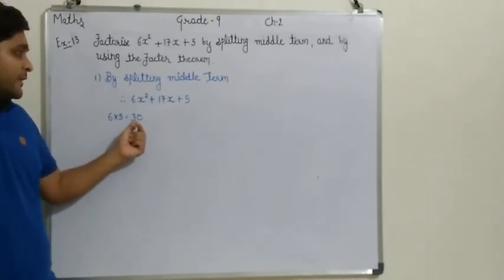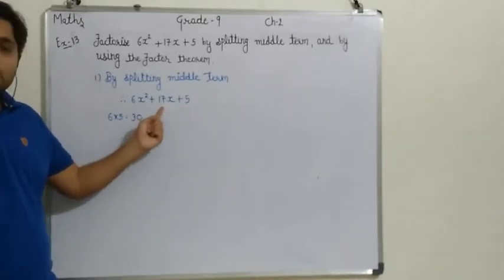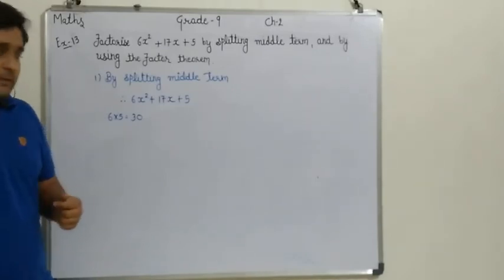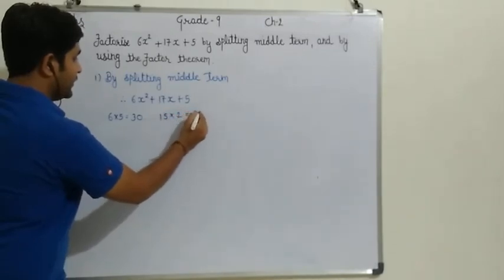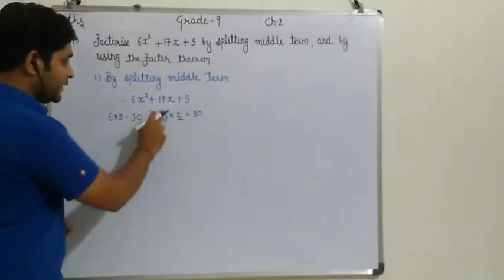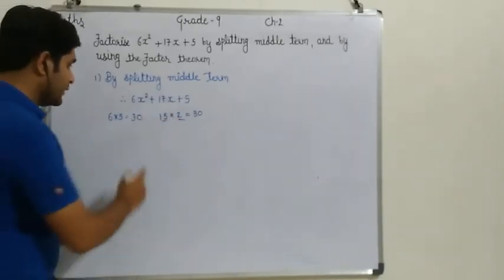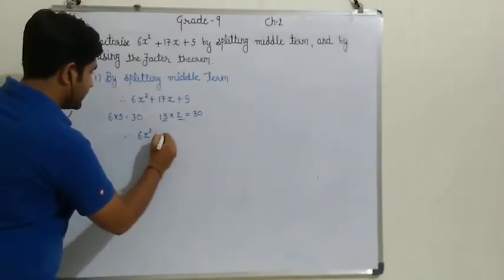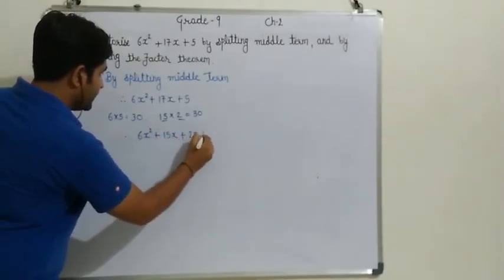Another factorization is 6 fives are 30. So 6 plus 5 is equal to 11. It is also not 17. Now factors of 30: 15 twos are 30. Friends, 15 plus 2 is 17. So here in place of 17x, we have to take 15x plus 2x. So let me write down 6x square plus 15x plus 2x plus 5.